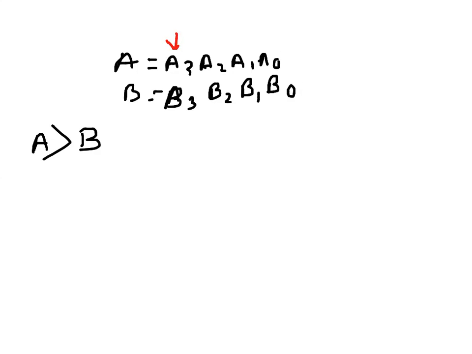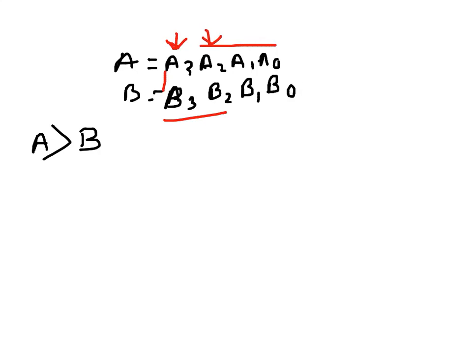So if A3 is greater than B3, then we don't need to test the rest because it's already A is greater than B. If A3 is equal to B3, then we need to test the second most significant bits, which one is greater and which one is less. So if A3 is equal to B3 and A2 is greater than B2, we can say A is greater than B. Similarly, if these two are equal, then A1 greater than B1 will result in A is greater than B.